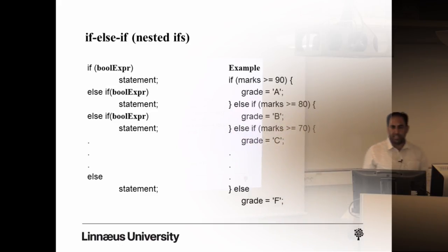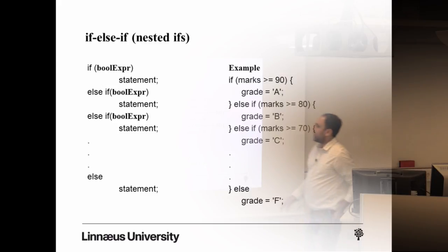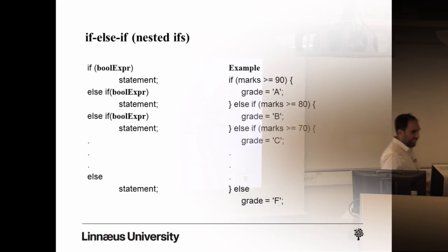So for example, if the student has marks more than or equal to 90, then we know that the grade should be A. Otherwise, if the student has marks more than 80, then it should have a grade B. Marks more than 70 should have a grade C, and so on. For such conditions, we can use nested if-else, which means there is another if statement within another if statement or another else statement.